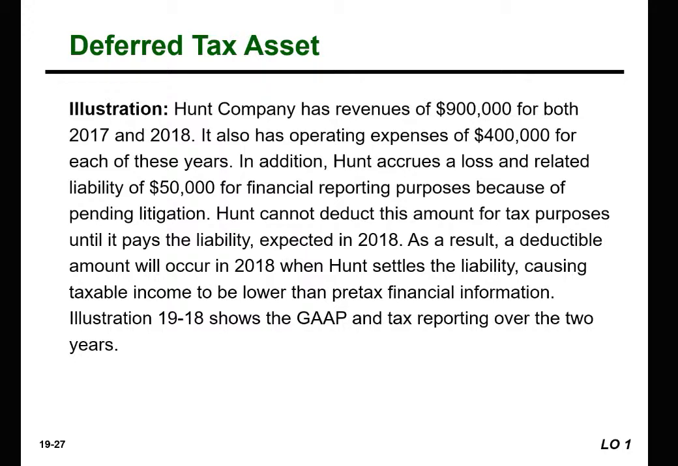As a result, a deductible amount will occur in 2018 when they settle the liability, but according to GAAP, because it's a result of something that happened in 2017, it attaches to that particular year's financial information. So this causes taxable income to be lower than pre-tax financial information. Let's look at the next 2 years.